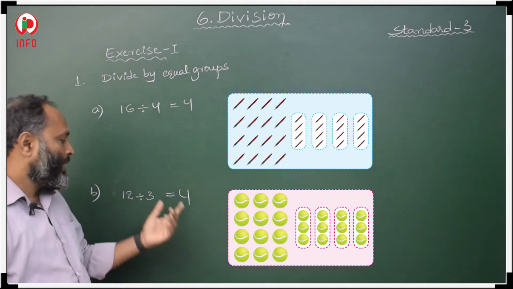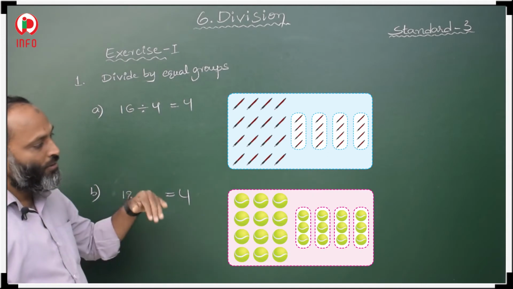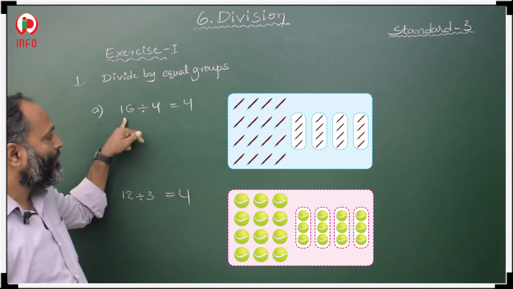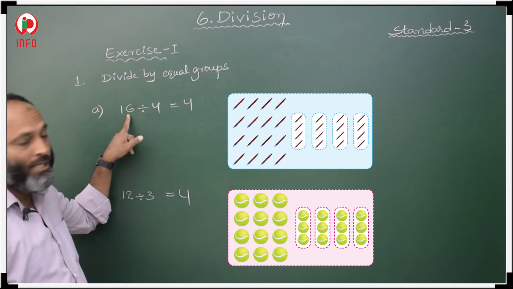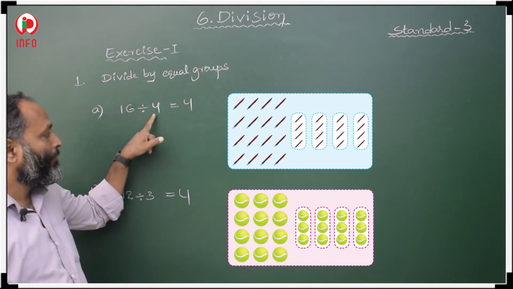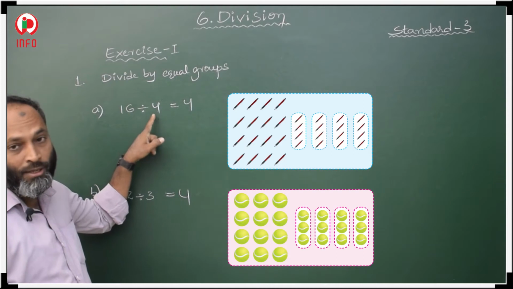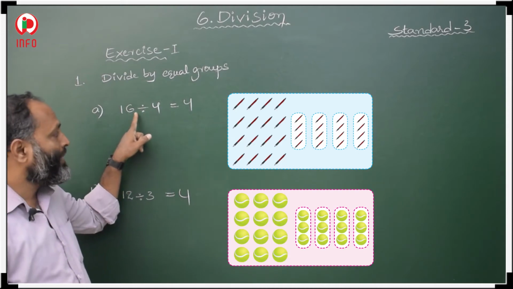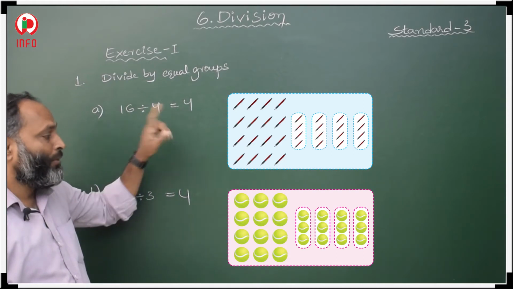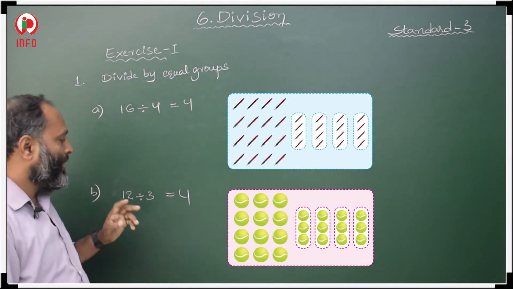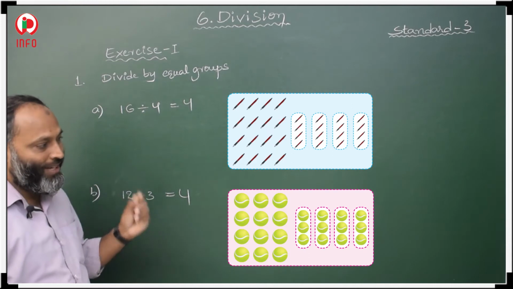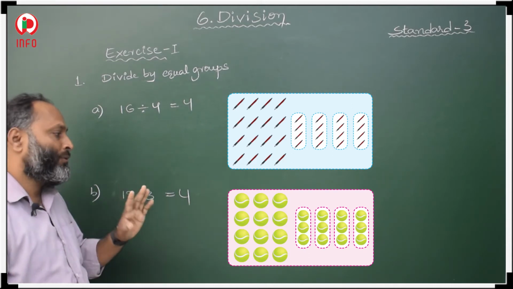So this is the way to find our division. First we have to count how many pens were there. Those pens given here are divided by 4 pens in one group. If we take 4 pens in one group, then we form 4 groups. In the same way, total 12 balls were there. If we take 3 balls in one group, total 4 groups we form.